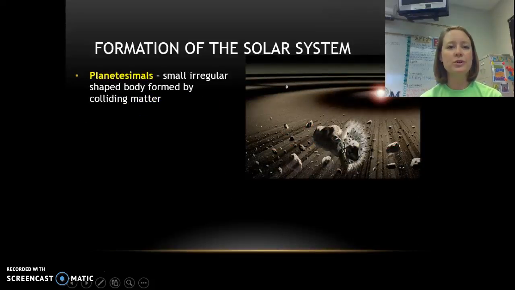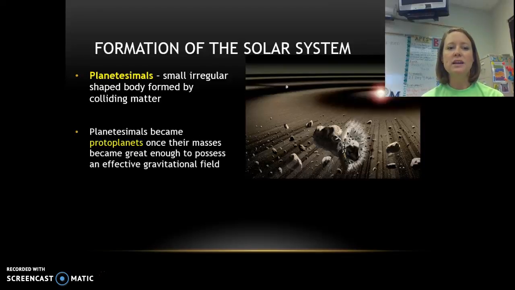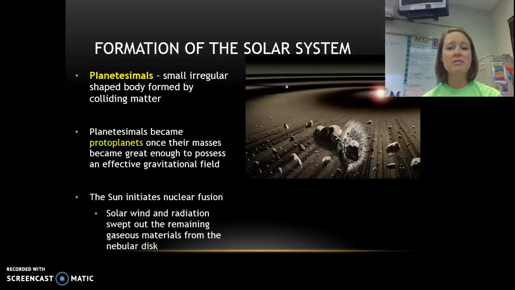So the first little bodies that form by that colliding matter are called planetesimals. They're small, they're irregular shaped, and then as smaller planetesimals collide and form, ultimately they become protoplanets. The prefix proto means first, so this is our first stage in planet formation. Eventually, enough matter or mass causes these planets to become large enough to have their own gravitational field. When they have their own gravitational field, even more matter collides and clumps to form larger and larger planets.